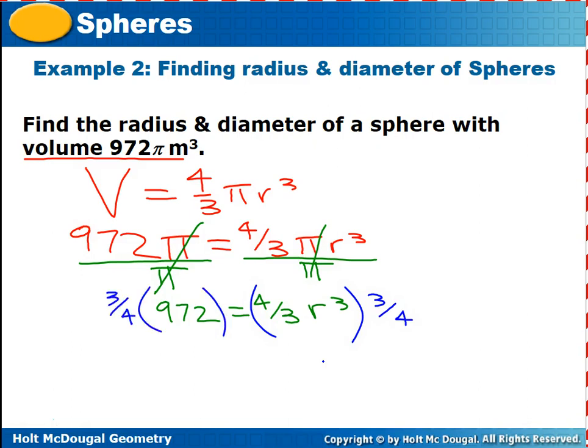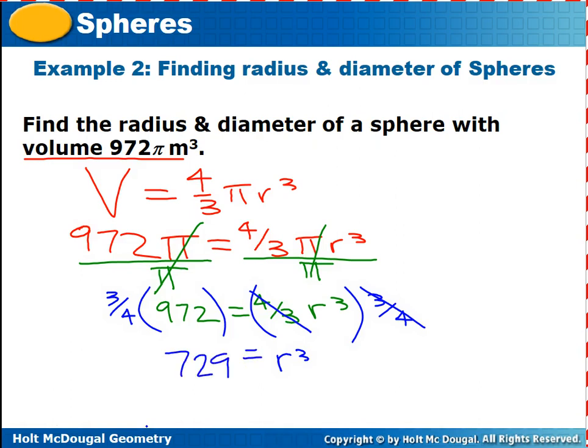So that's going to get rid of 4/3 here and the 3/4 there. So we're going to be left with r cubed over here. Now when we find 3/4 of 972, we're going to multiply 972 by 3 and then divide that number by 4. And when we do that, we get 729.